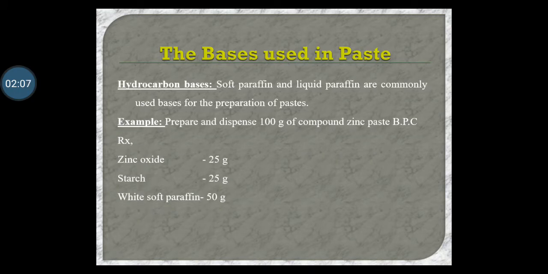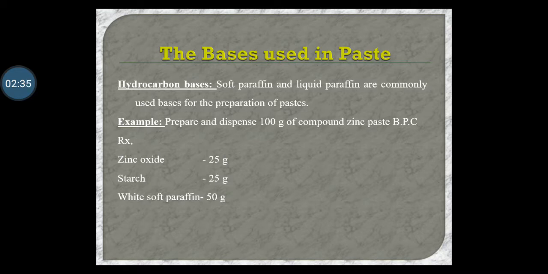The example of this is: prepare and dispense 100 gram of compound zinc paste BPC. It consists of zinc oxide, starch, white soft paraffin. The preparation method for the same is: melt the white soft paraffin on a water bath. Separately pass the zinc oxide and starch through sieve number 120.